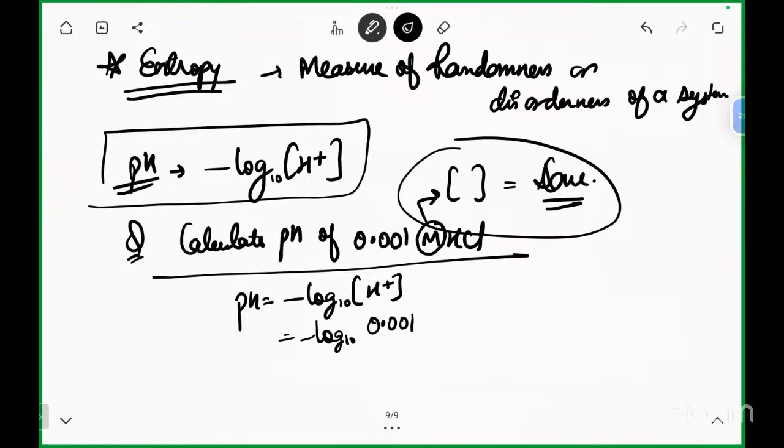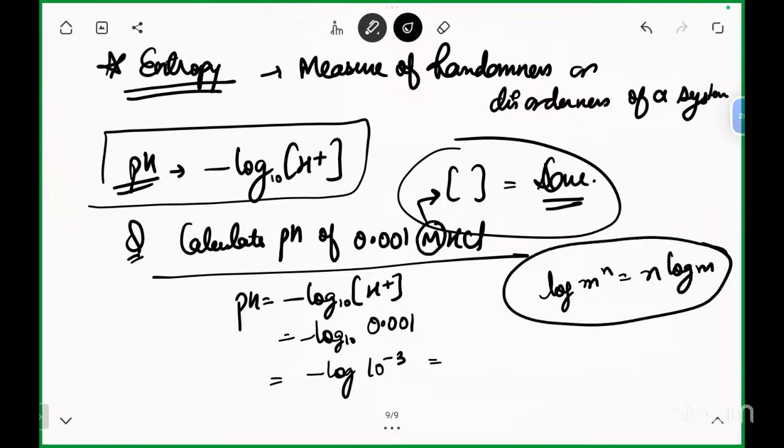0.001. If I change it, it will be minus log 10 to the power minus 3. And we know log m to the power n is equal to n log m. This is the formula. So minus will come in the front, minus 3. Minus minus is plus, so it will be 3 log 10, and log 10 value is 1. So it will be 3. The pH of the compound will be 3. So a basic question can be asked, you just have to remember how to calculate the log. We have already discussed it earlier.